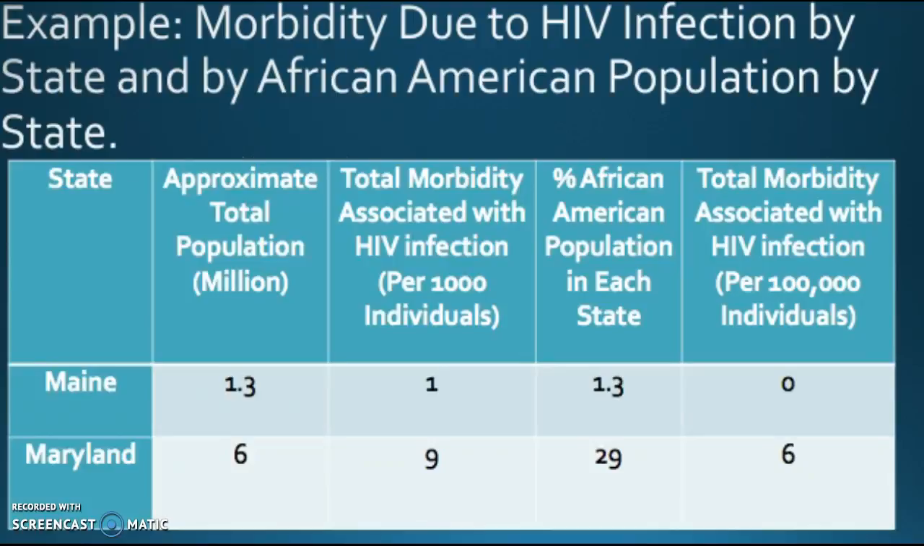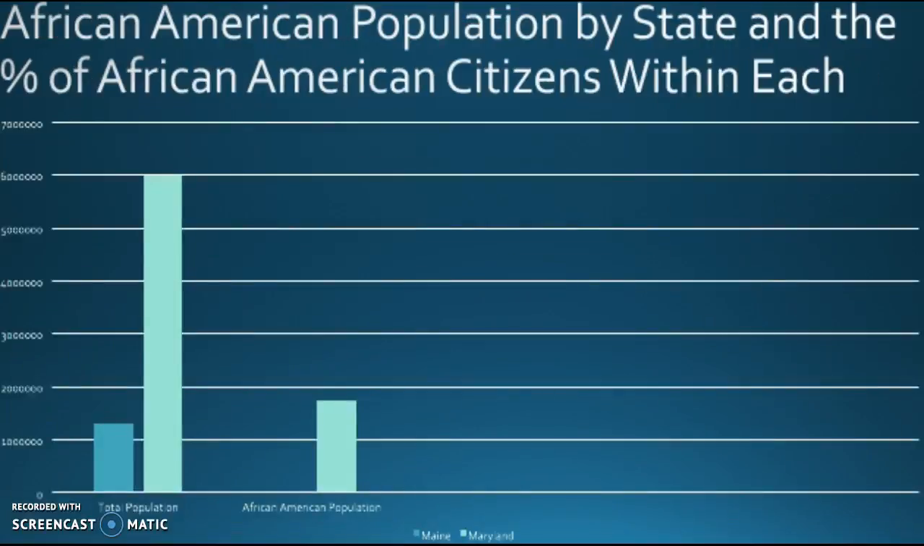This is an example of a targeted population that we would aim to look at. The data demonstrates that there's a very low morbidity in the African American population related to HIV infection for the state of Maine, whereas in Maryland it is of concern. We would aim to target the African American population for surveillance in Maryland based off of data such as this, where higher rates of incidence and morbidity could affect more densely populated areas.